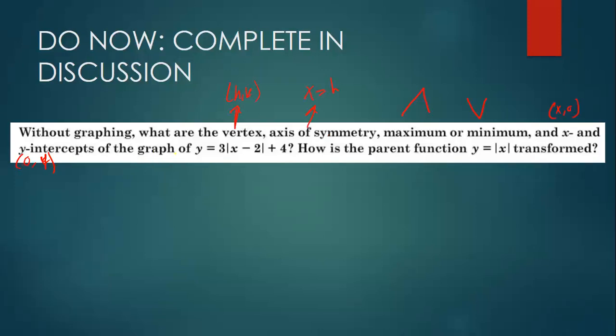a graph. So the vertex, looking at my H and my K, my vertex is going to be 2 comma 4. My axis of symmetry is X equals 2 because it's the X value of your vertex. This is a minimum since A is greater than 0, which means it's positive. This is a minimum.